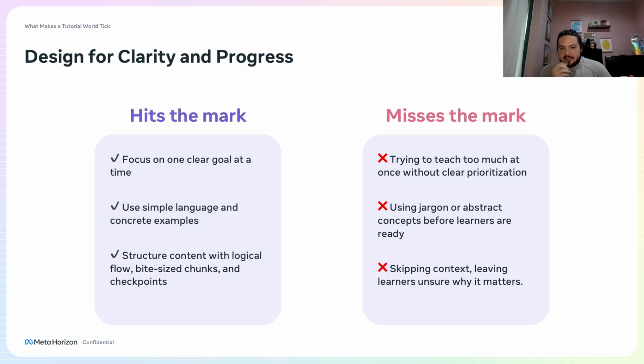So in the case of focusing on one clear goal, the miss is trying to teach too much at once without clear prioritization. That is overloading the user, not making it clear how things are going to play out. It feels endless, like there's no clear understanding of how you're moving through the goal itself. That's the opposite direction, right?